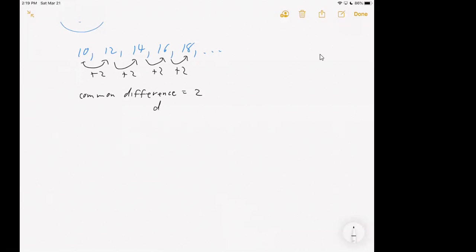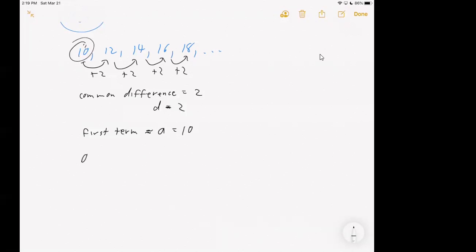And we used the letter d for that. So d was equal to 2. This was a sequence that had a starting value of 10. So we just said that the first term, or a, is equal to 10. And so with this, we just keep jumping by 2 to get from one term to the next.